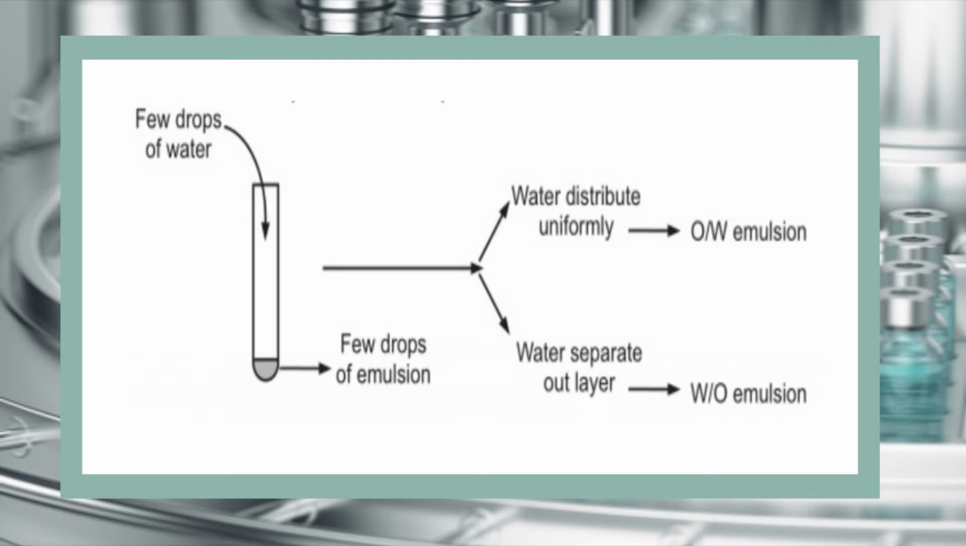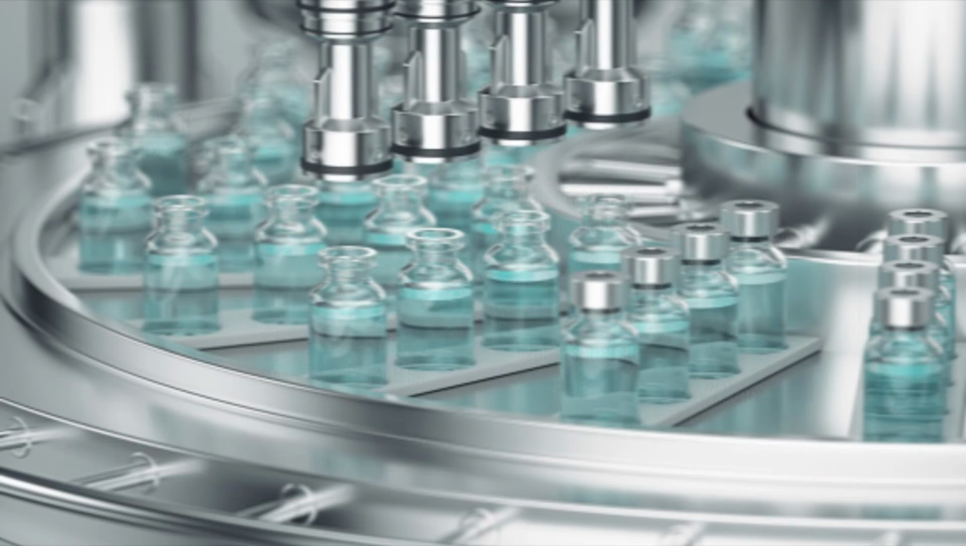As we can see here, we have an emulsion in the test tube. We put a few drops of water. If the water is distributed uniformly, then it's an oil in water emulsion. But if the water separates out as a layer, then it's a water in oil emulsion.